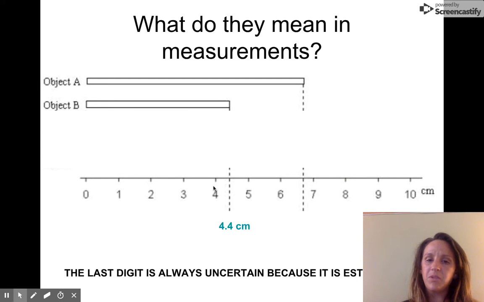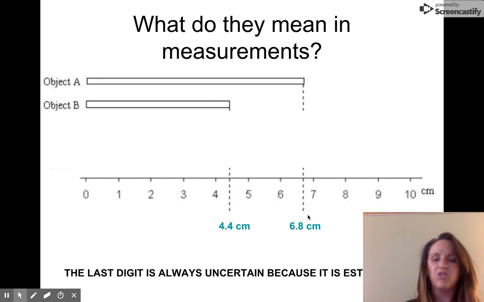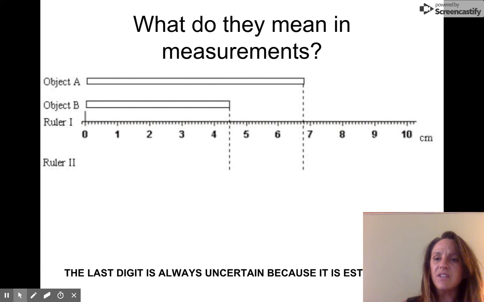Object B would be between 4 and 5 centimeters. And maybe I would call that 4.4. But that 0.4 part, I'm not sure. I know it's between 4 and 5, but I don't know if that 0.4 part is exactly right on. Same thing here. I can say, this is 0.8, but I know it's between 6 and 7 for sure. I just don't know if that 0.8 is on. So that last digit is always uncertain to an extent because we have to estimate no matter what on the last one.